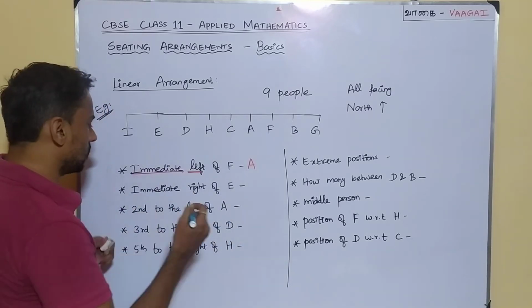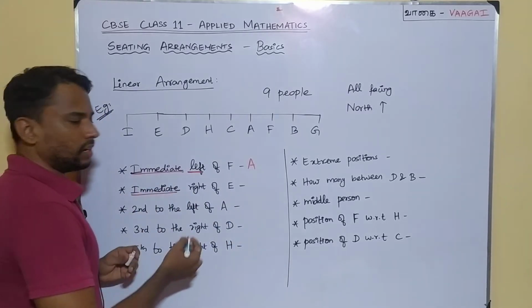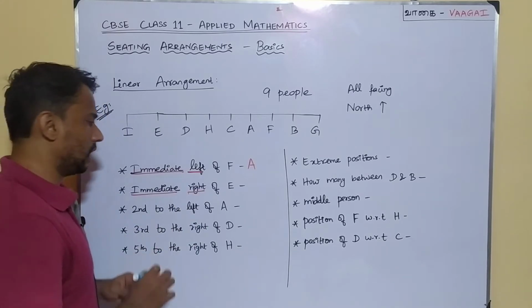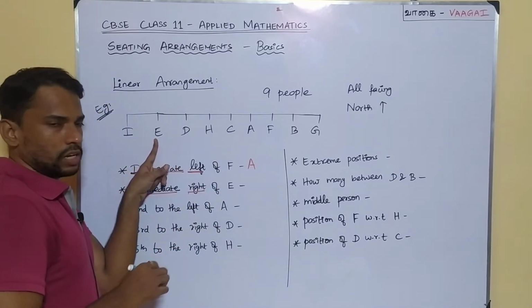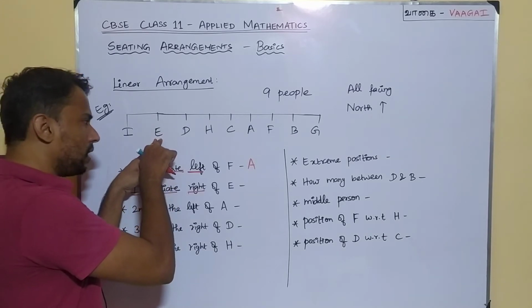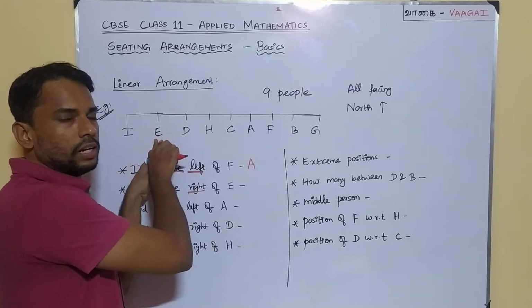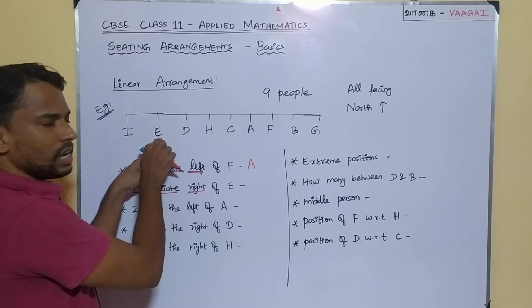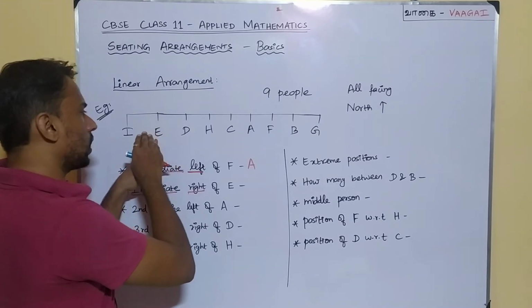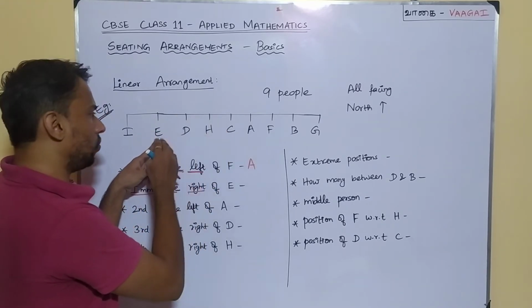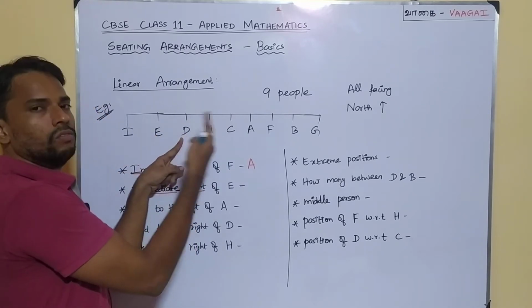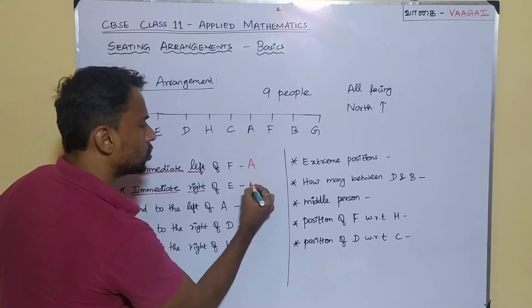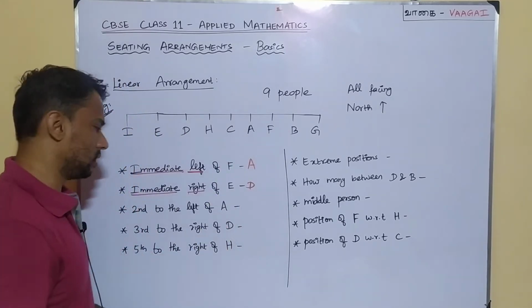I think you can easily answer this. They are asking the immediate right of E. So if you see, E's position is here, and from E you have to see the immediate right-hand side. Okay, so for E, which one will be the right-hand side? The right-hand side will be here. So for E, this is the right-hand side, and the immediate right is going to be occupied by which person? It is going to be D. So put D here. That's the answer for our second question.